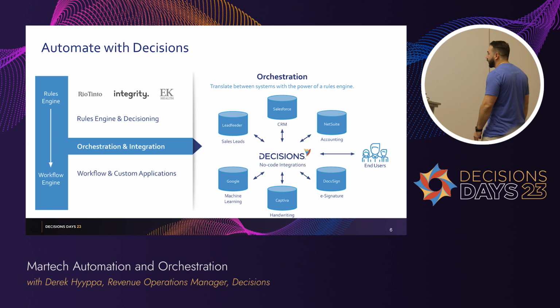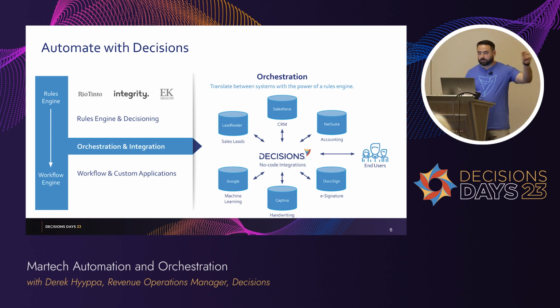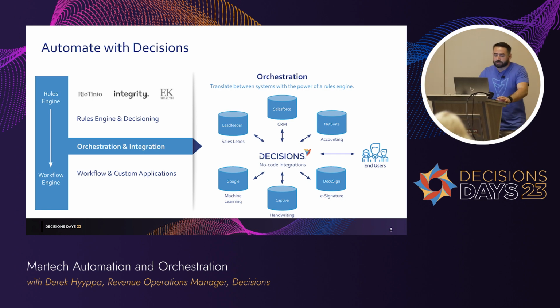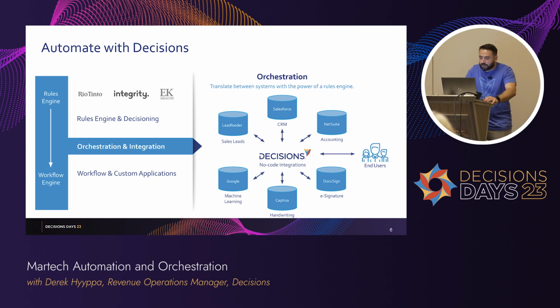The orchestration layer is a big component of what I do. It's integrating with separate systems, pulling the data, doing something with the data, and then pushing it to another system, cleaning it, doing analytics and so forth. Some examples of other customers that do this is EK Health. We integrate with almost anything that has an API. If you're able to pull data from it, Decisions can connect to it. I'll show you some of the tools that we've connected to using API as well.